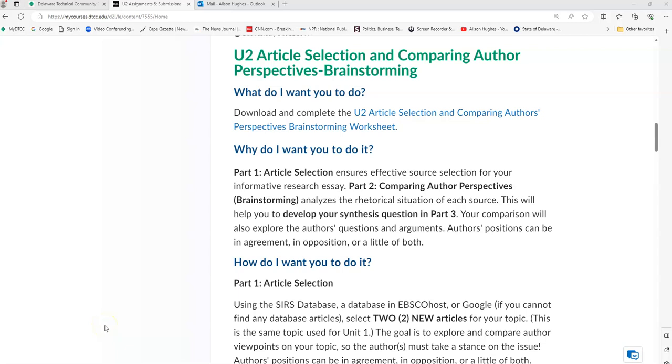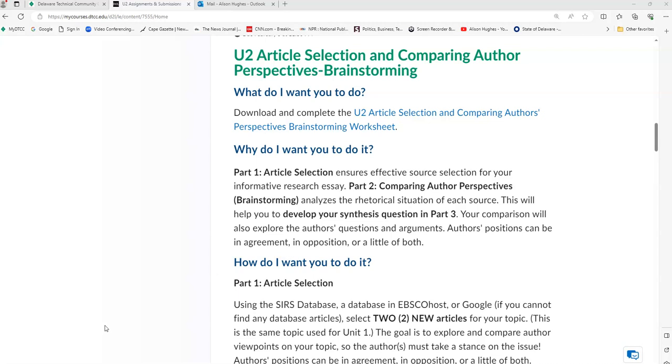This video is an overview of the Unit 2 article selection and comparing author perspectives brainstorming assignment. This assignment is going to help you brainstorm in order to prepare for the Unit 2 informational research essay. So there are two parts to this particular worksheet, which we'll take a look at.